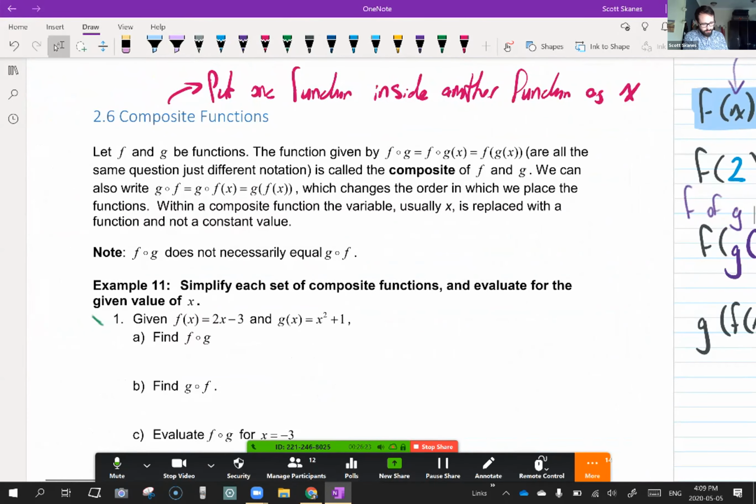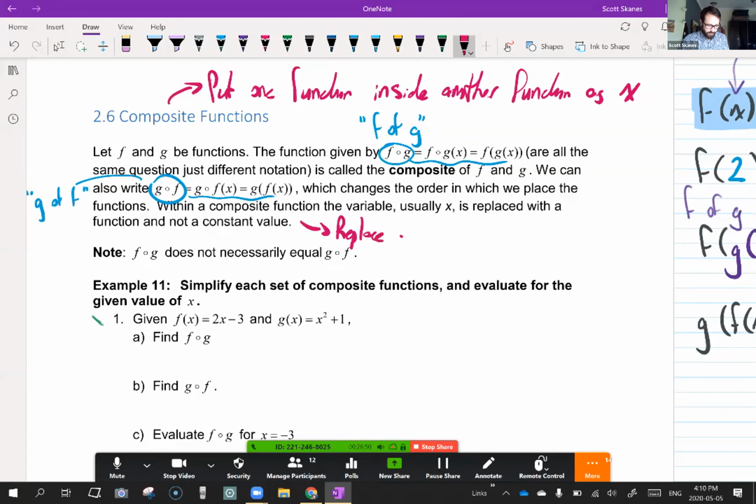So to summarize, first of all, this is pronounced f of g. So when you hear me say that, all of this is pronounced g of f, in case I say that and you have no idea what I'm talking about. And finally, you just replace every x with the function, whatever function you've been asked to replace it with.